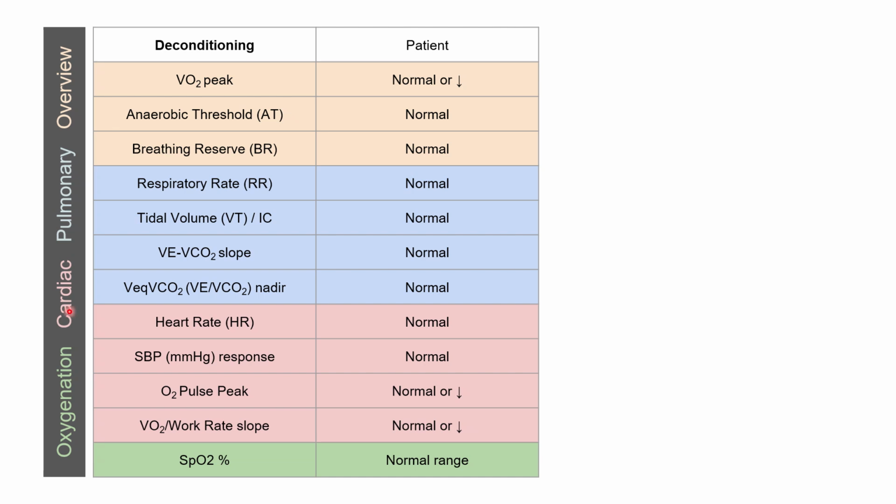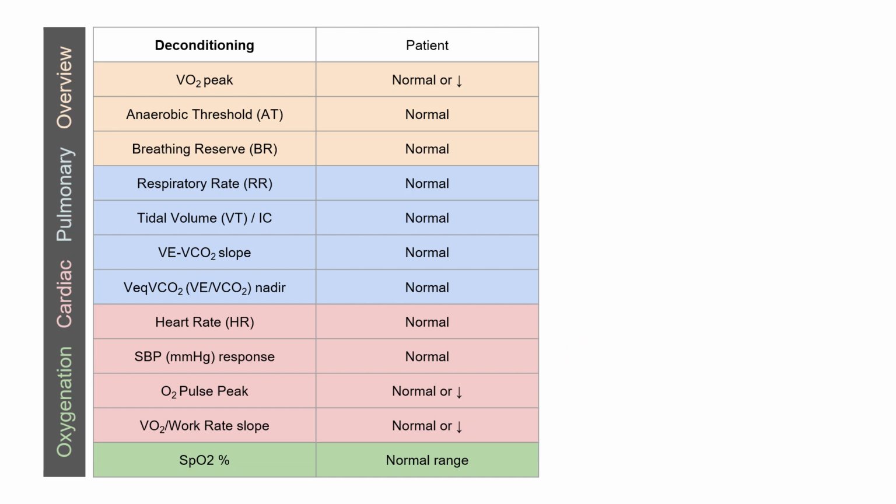So because of this, you will have a normal or likely reduced VO2 peak, but you should have a normal anaerobic threshold and breathing reserve. Your respiratory variables should be normal and you shouldn't have any signs of ventilatory inefficiency, and your heart rate response should be normal, as should your blood pressure and O2 pulse. However, it could also be reduced, and your VO2 work rate slope could also be reduced, but you should definitely not desaturate.